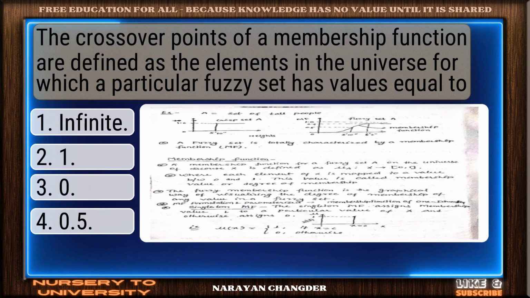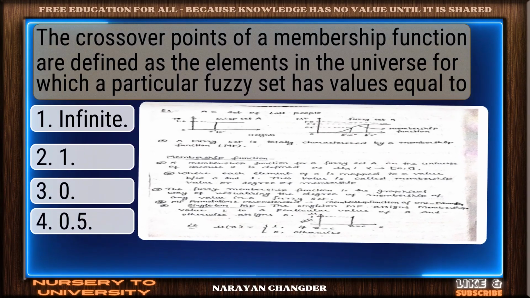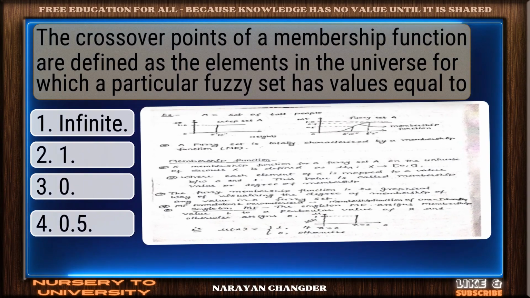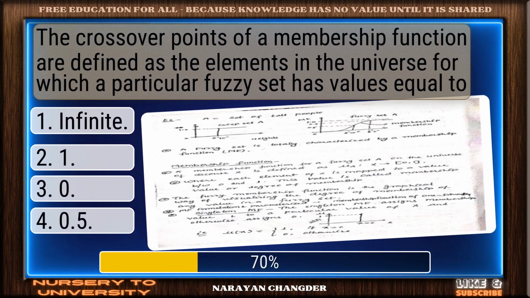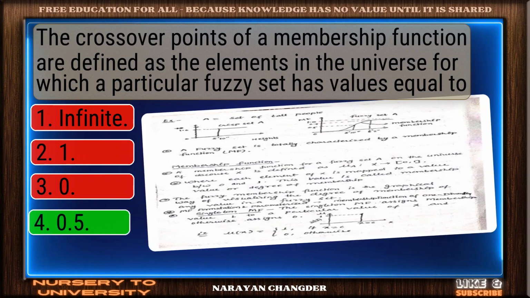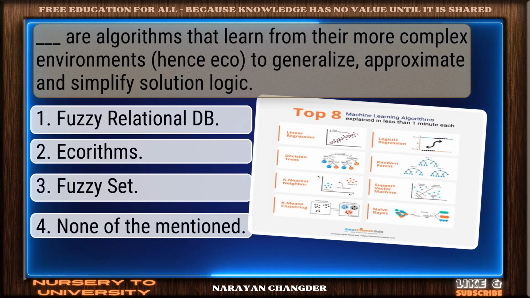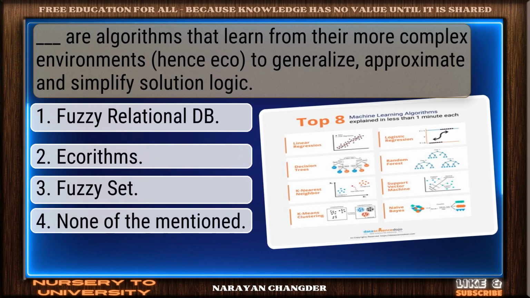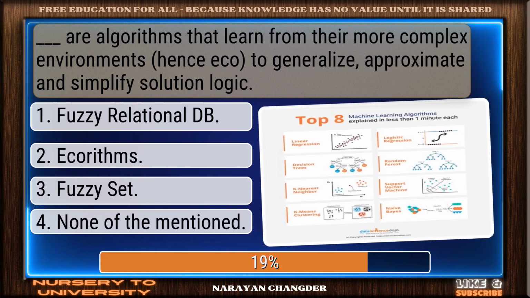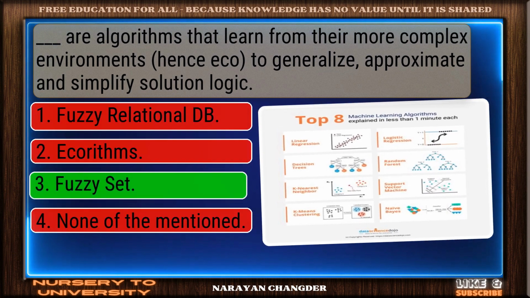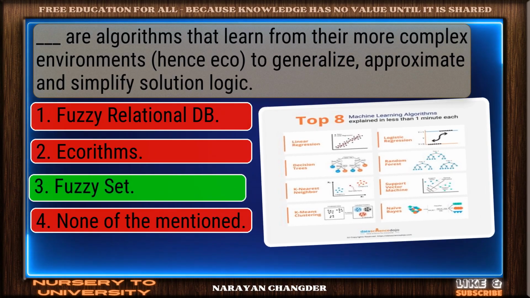Question number 3. The crossover points of a membership function are defined as the elements in the universe for which a particular fuzzy set has values equal to. You chose 0.5 and it is correct. Question number 4. Dash are algorithms that learn from their more complex environments to generalize, approximate, and simplify solution logic. Correct response. Fuzzy set is the most accurate answer.